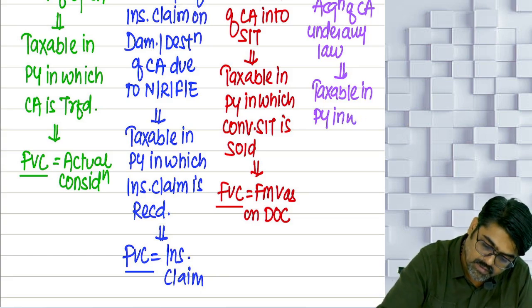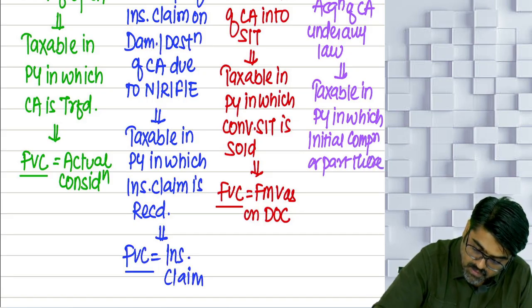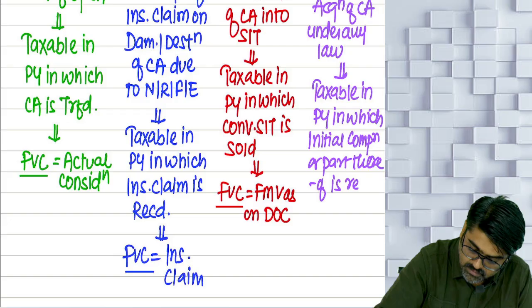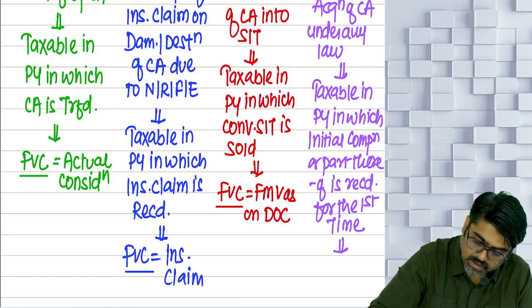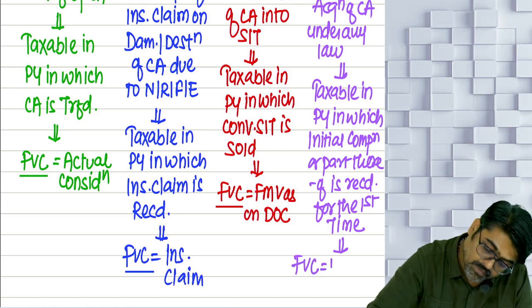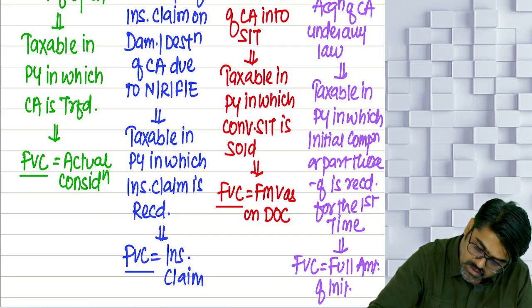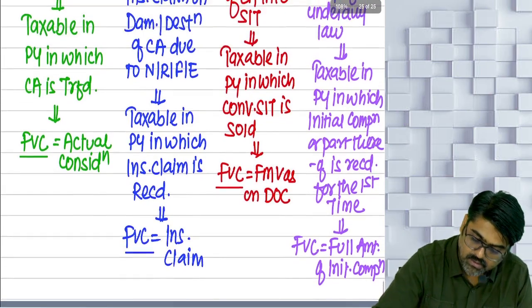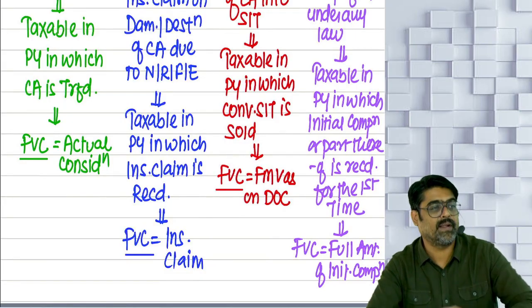In the previous year in which initial compensation or part thereof is received for the first time. Done, sir? And to calculate this, what will be your full value of consideration? The full amount of initial compensation will be deemed to be your full value of consideration. Yes or no?